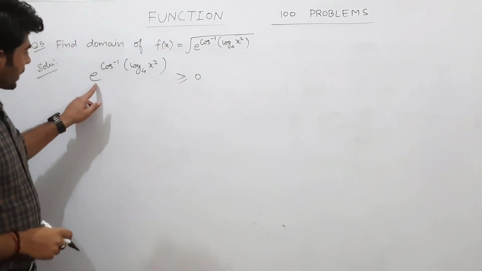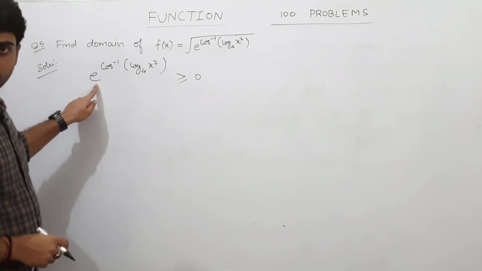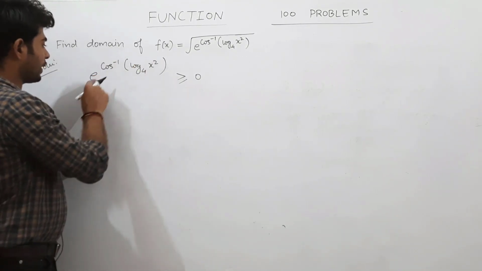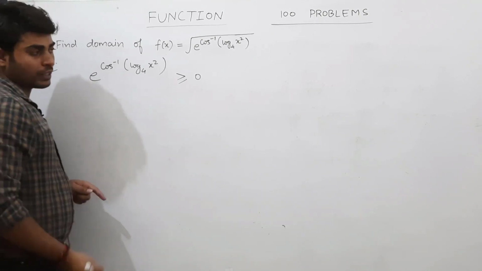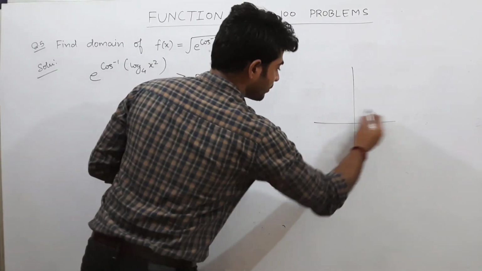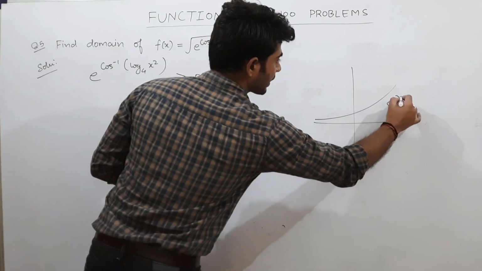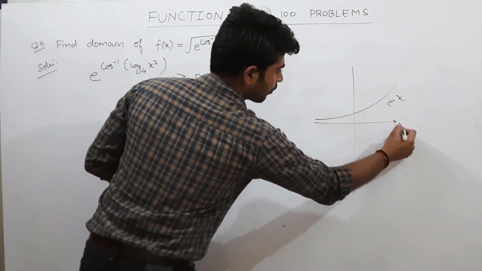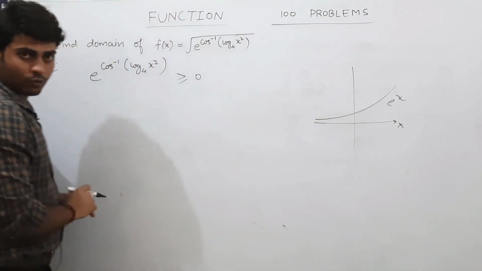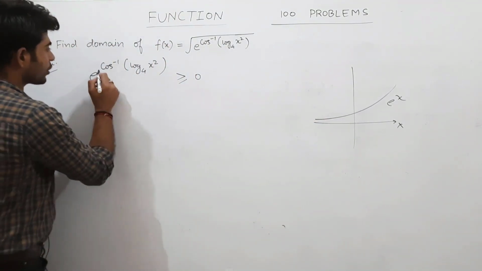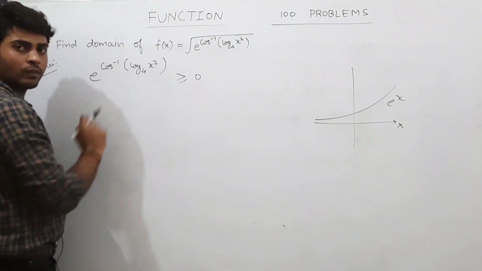Since you know that it is an exponential function, e to the power anything will always be greater than or equal to 0. Since e to the power x graph, you know, this is the graph of e to the power x, the graph is always above the x axis. So it means e to the power x is always positive. So this inequality is always satisfied.